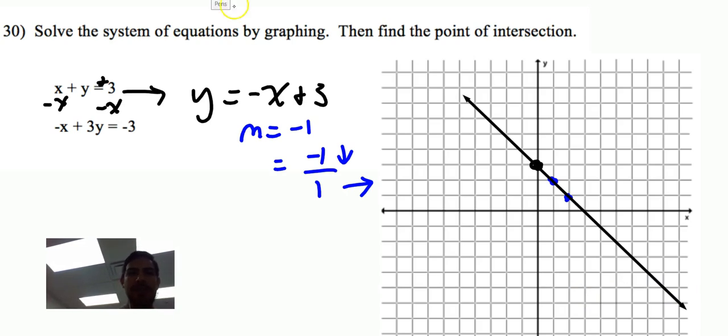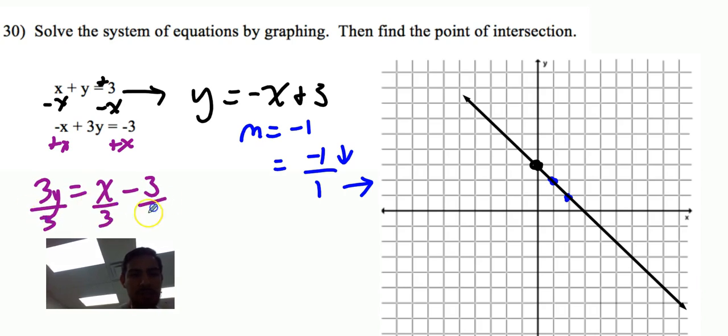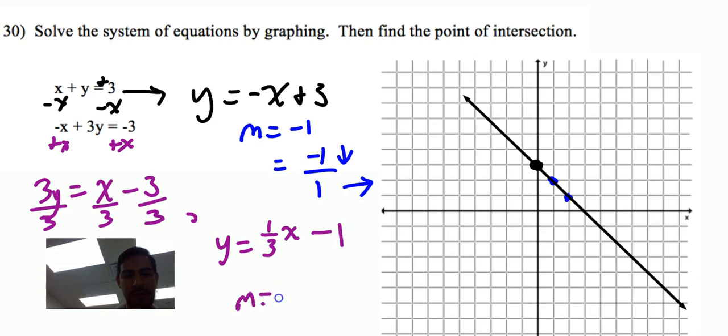So I'm going to graph the other one. We'll do this one in purple. I can add x to both sides, and I get 3y equals x minus 3. Divide by 3 on both sides, and I get y is equal to 1 over 3x minus 1. Here, the m is telling me it's a positive 1 over 3. So I got to go up 1 and then over 3.